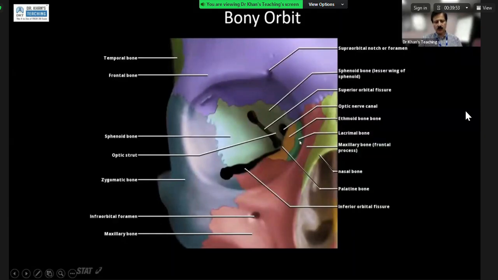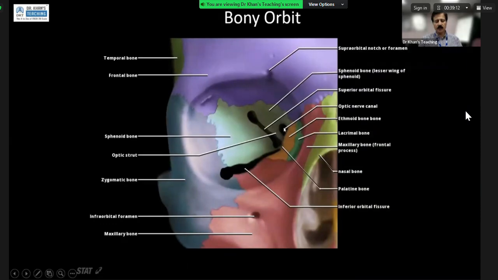But this is the medial wall. Let's keep it simple. The lacrimal sac is here. The lacrimal gland is here. Please remember, lacrimal gland is sitting supralaterally, and the lacrimal sac is sitting here. Now, look at these foramen. You remember, this is the optic foramen, and this is the superior orbital fissure. Please remember that the optic foramen is completely in the lesser wing of sphenoid. And this optic strut is the bone which is part of the lesser wing, which separates the optic foramen from the superior orbital fissure. So this is the superior orbital fissure.